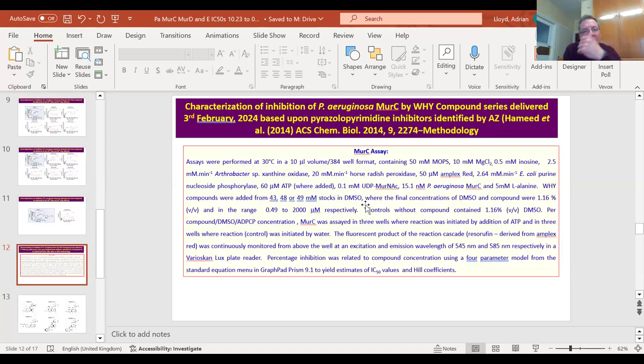So finally, we have Pseudomonas aeruginosa MurC, which we do have to trial against the Atomwise compounds, but here we're going to talk about the responses we've got with a set of WYH compounds sent through in February. And these are based upon the pyrazolopyrimidine inhibitors that were identified by Hameed et al. at AZ. Again, the assay details are there, should you wish. And how we deal with the data.